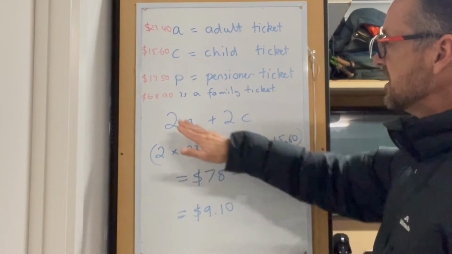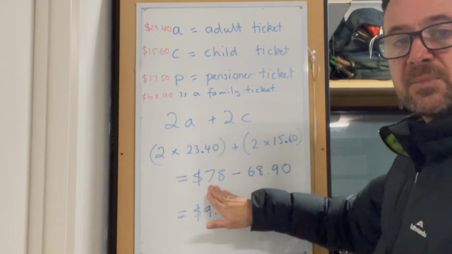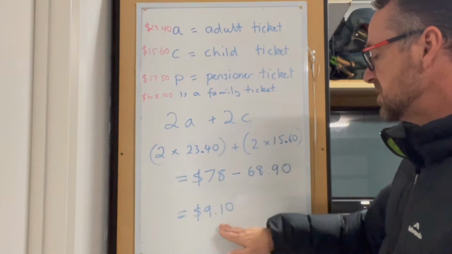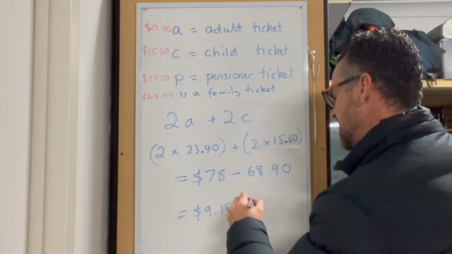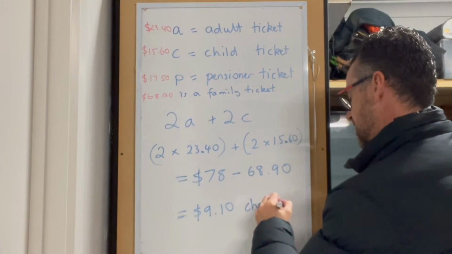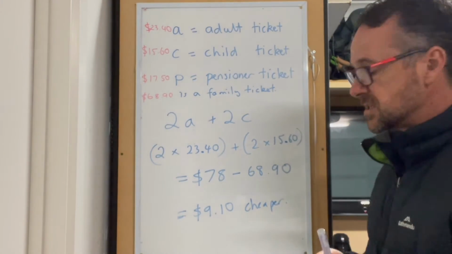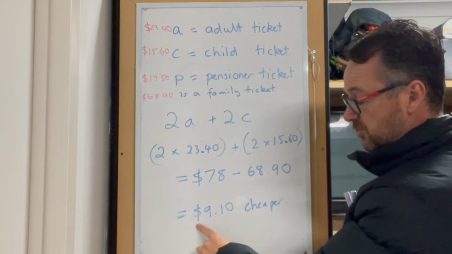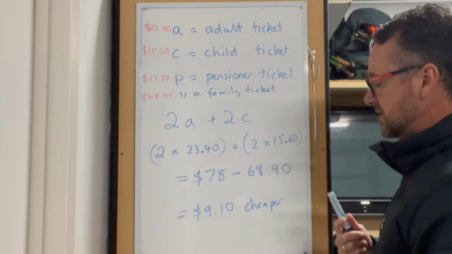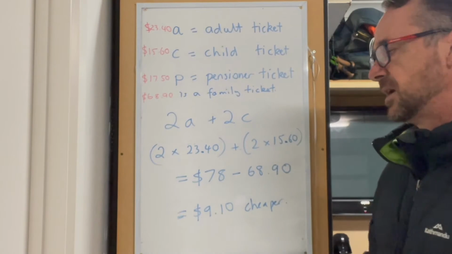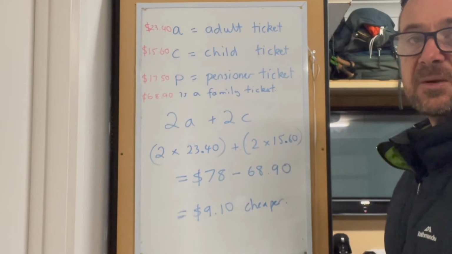So you can see here that the family ticket is cheaper than buying the tickets individually, so it's $9.10 cheaper to buy that family ticket. So it's important that not only you get the price with a dollar sign, but you also get the cheaper element so that it answers the actual full question that you're being asked.